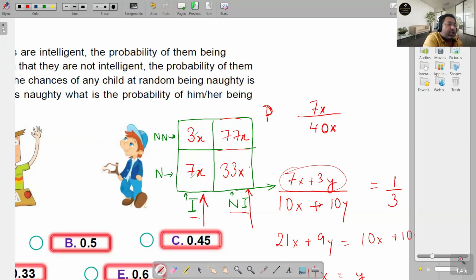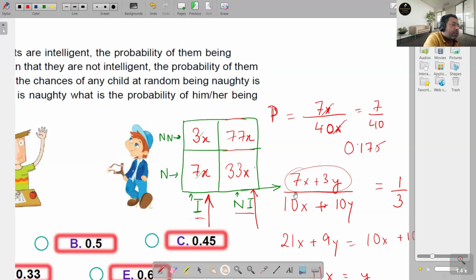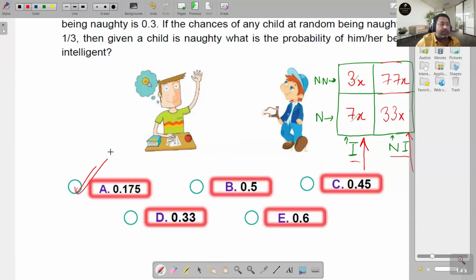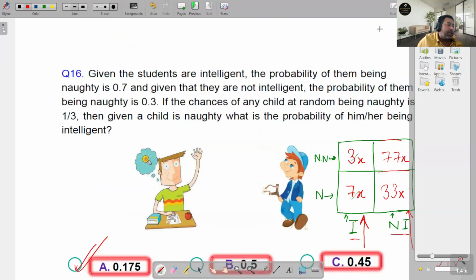Okay. So this probability is going to be 7 upon 40. And that translates to 0.175. And that's option A. And that's the correct answer. I hope you understood this. This was a fun problem. Let's move on to the next one.